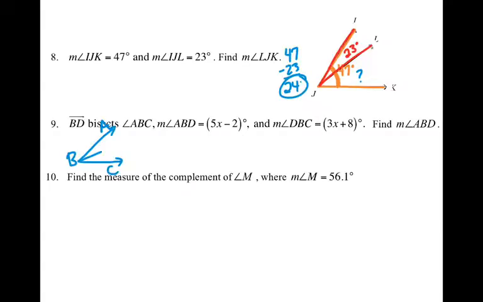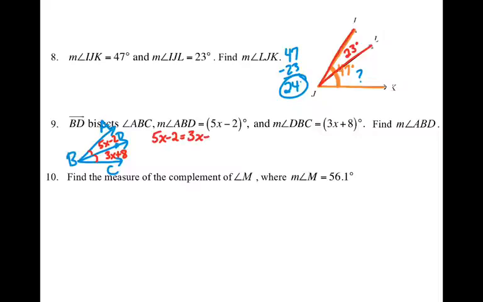On number 9, you got to draw your picture, and it says bisect. When it says bisect, that means it's in the middle, so we're going to put our little arc marks to show the two smaller angles are congruent, and one of those is 5x minus 2, the other one is 3x plus 8, and because they're congruent, that means they have the same measure, so they're equal in measure.